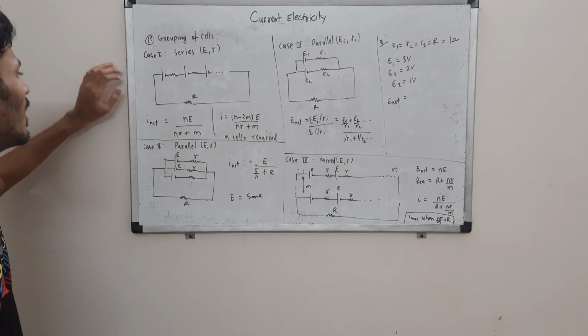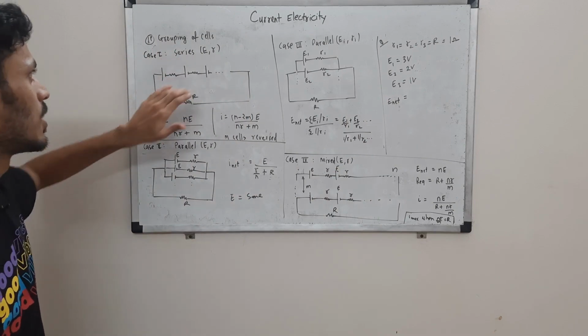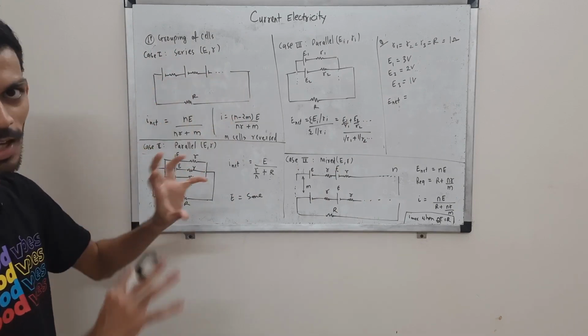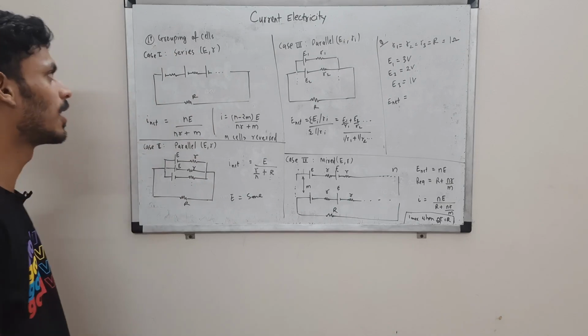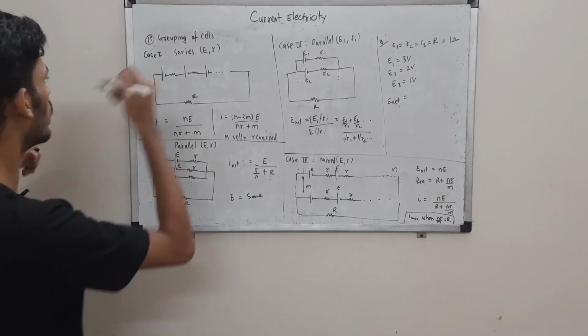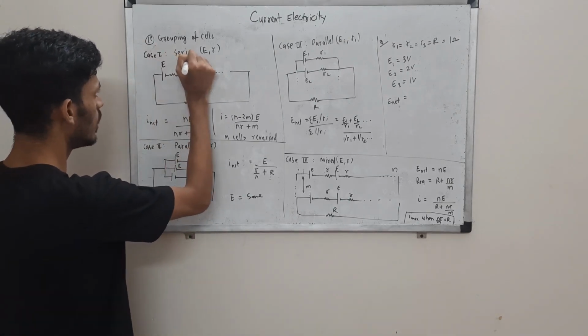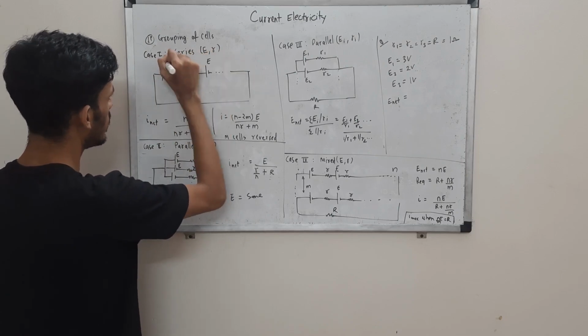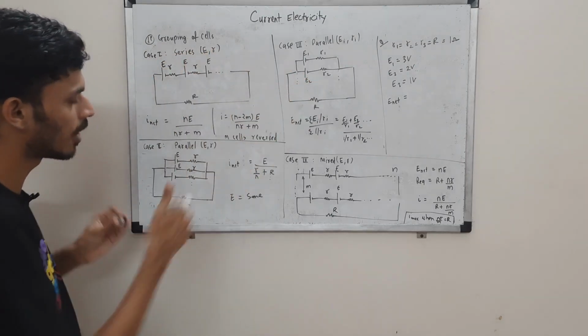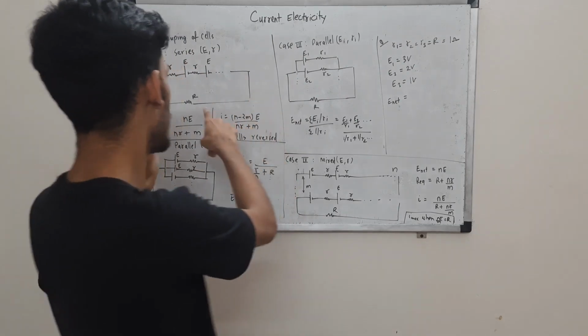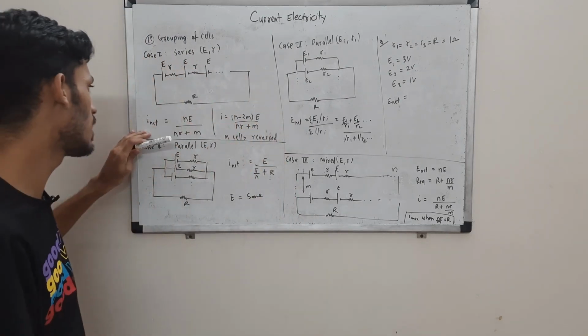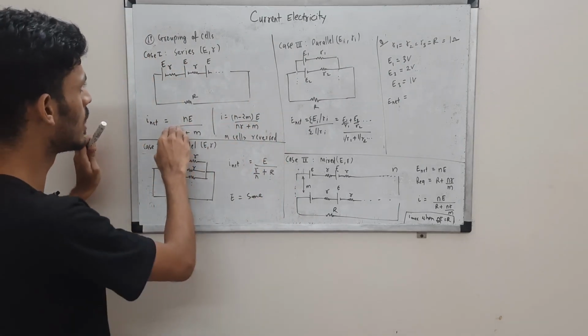So case 1, we have series combination of different cells. So we are grouping the cells, combination of cells you can say. Here we have cells, each of EMF E, E, E and internal resistance small r, small r, small r. They are put in series and we have an external resistor R. In this case the net EMF will be basically N times E.